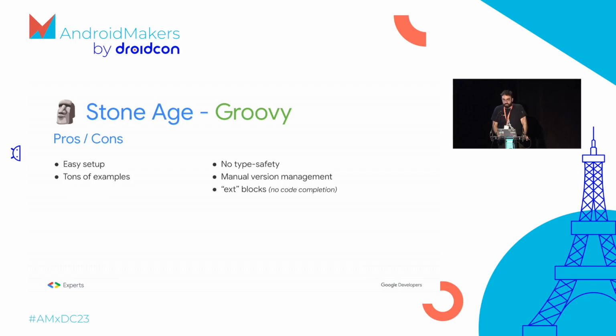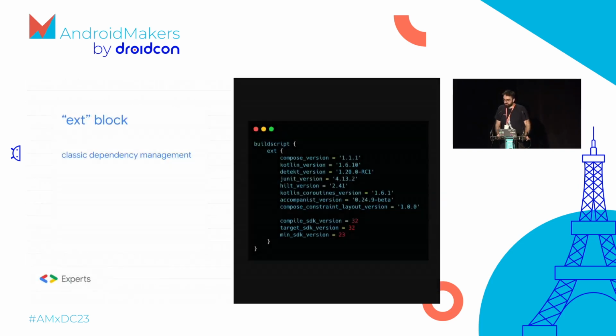So we don't have type safety. We have manual version management. Even though there's a version management dialog in Android Studio, it doesn't really work. And we have these ugly extension ext blocks in the root project Gradle file without code completion. So this is the example, and we all saw that in our projects.